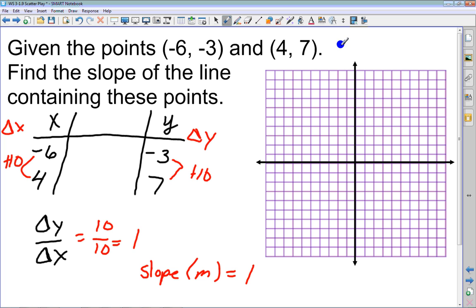Well, what if we wanted to do it in a table? Maybe it'd be easier to do that. Negative 1, 2, 3, 4, 5, 6, and negative 3. I'll put a point there. And then 4, 7.